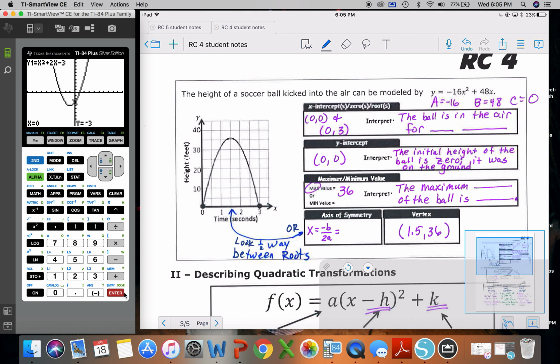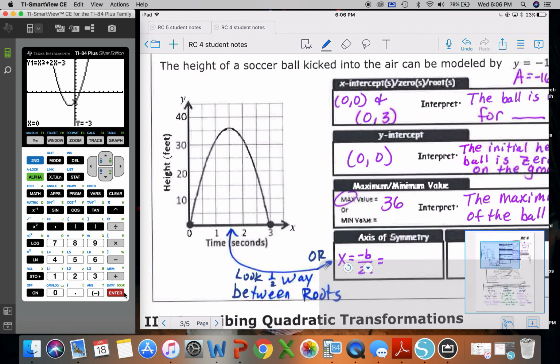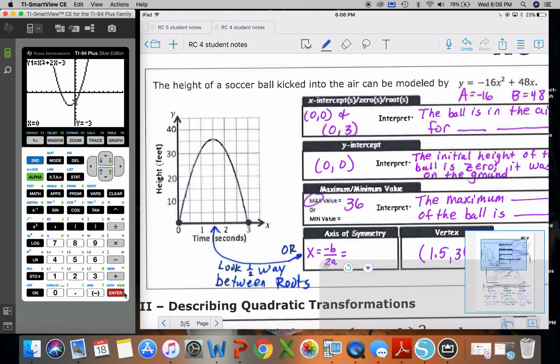On the next page, we have information about the height of a soccer ball that's being kicked, and it can be modeled by the equation y equals -16x squared plus 48x. So we have a graph over here, and they've also given us our equation. So we can plug this into the calculator in y equals to look at some information. Some stuff has already been given for us.